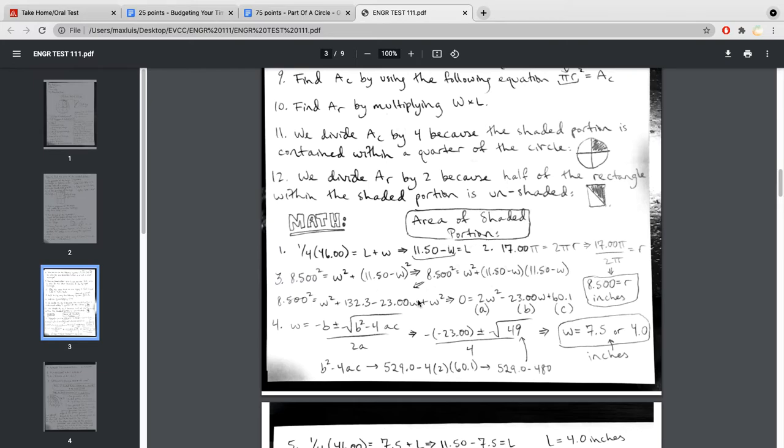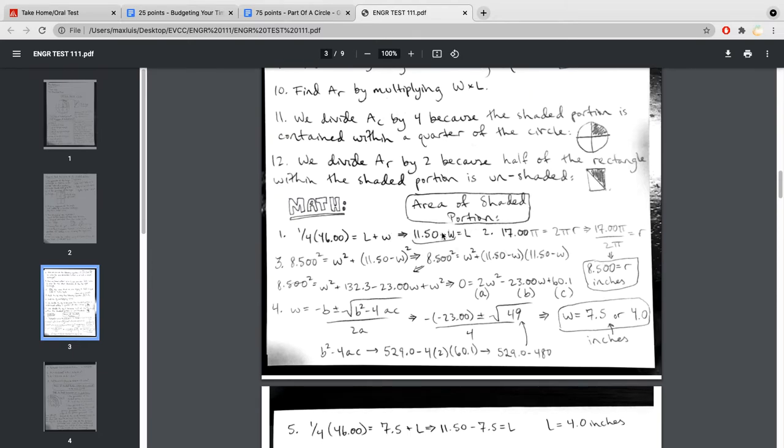So first of all, we need to find either the exact number for length, or the exact number for width in inches. So we have our equation, 1/4 of the perimeter is equal to length plus width, and we put this over here. We have 11.50, which is 1/4 times the perimeter with the correct number of sig figs, minus the width is equal to length.